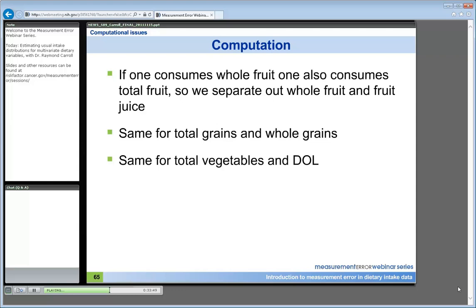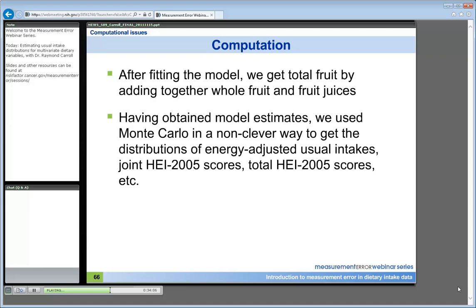You have to be careful. So in this, if you consume whole fruit, you consume total fruit. So we separated them out and treated them as 2 different dietary components. We did the same thing for whole grains and total grains, and we did the same thing for total veggies and DOLs. Small point. And then after that, we get total fruit by adding together whole fruit and fruit juices.